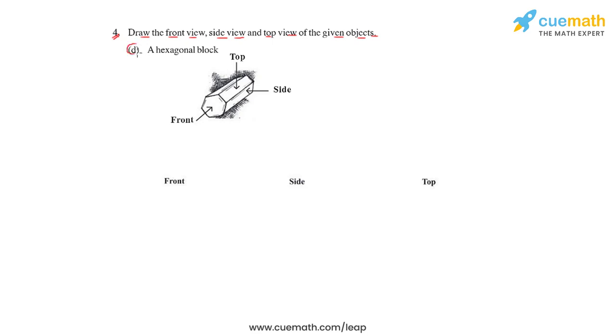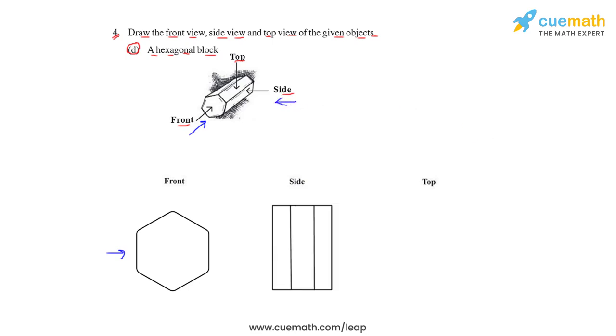So the next object, object D, is nothing but a hexagonal block, and these are the three views of the hexagonal block which are already marked. Based on our observation, if we view the block from the front side, we'll see a hexagon shape which is already given here. If we view the hexagonal block from its side, we'll see the lateral face of the block which is represented by a pair of parallelograms as we see here in this figure.